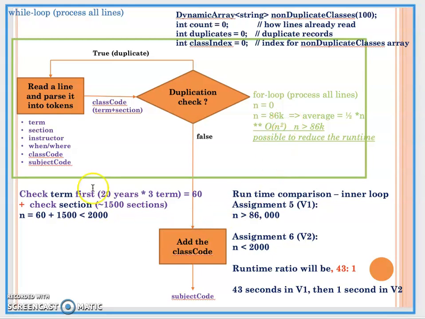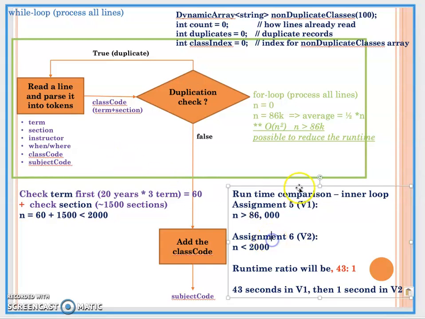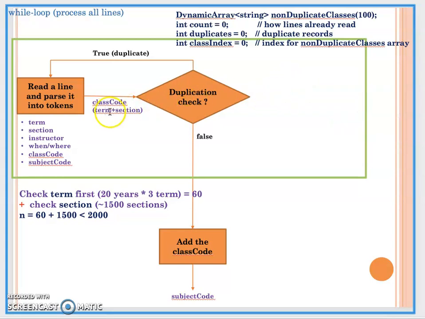So after you are all okay with that, and understand our algorithm for V2 and how the runtime is expected to change, now I want to explain how we should do that. So let me copy this for loop. Now we don't need this, because we already decided we don't do the class code and the section. But one thing we do is, when we do the duplicate check, we will do term first, then section.